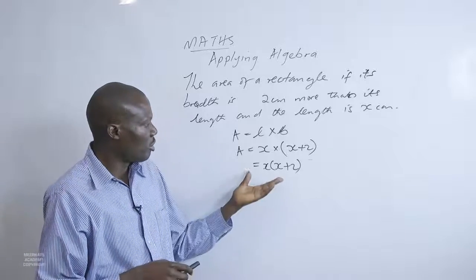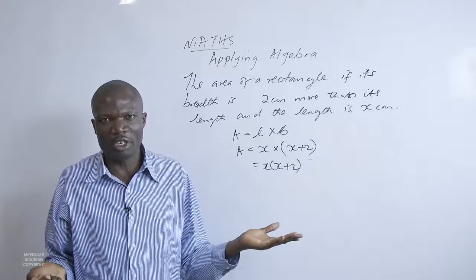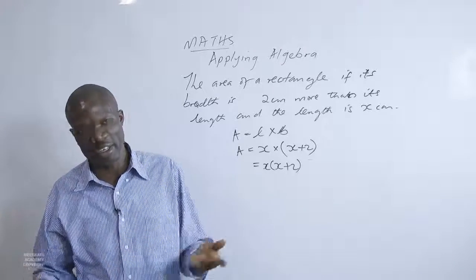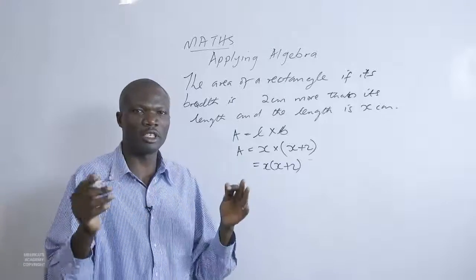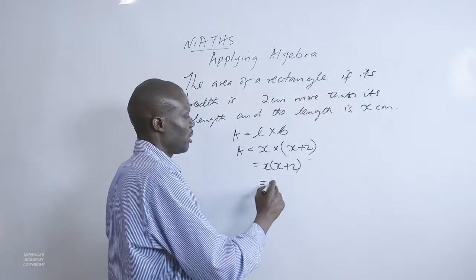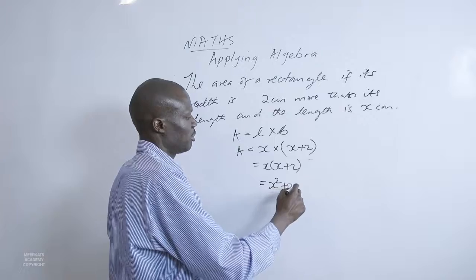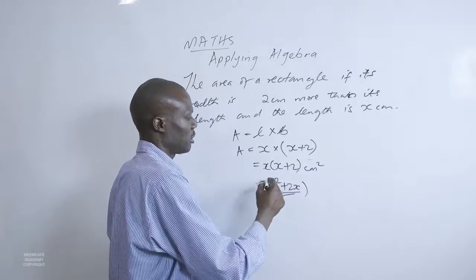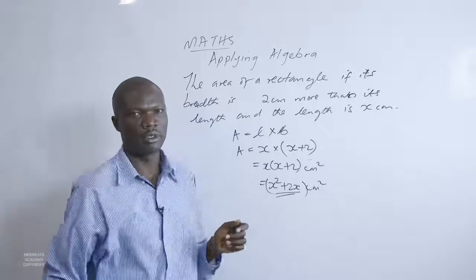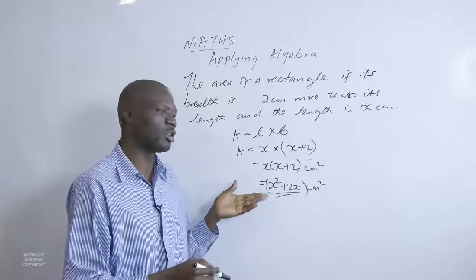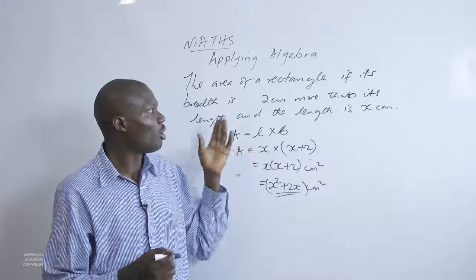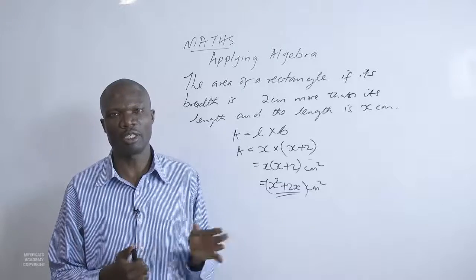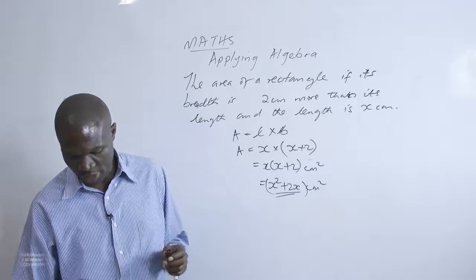Now, we are allowed to handle it either side. You can leave it there or you can expand it. If you choose to expand it using distributive law, it will be x squared plus 2x. And this is square centimeters. So the expression to show the area of a rectangle whose breadth is 2 centimeters more than its length and the length measures x centimeters.